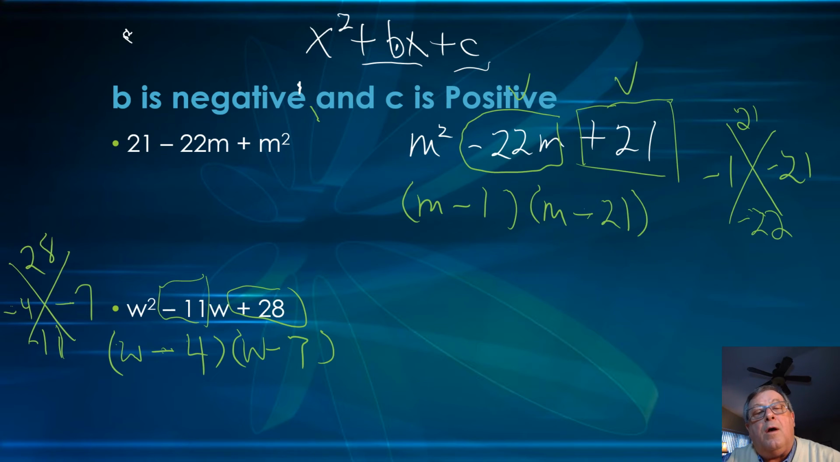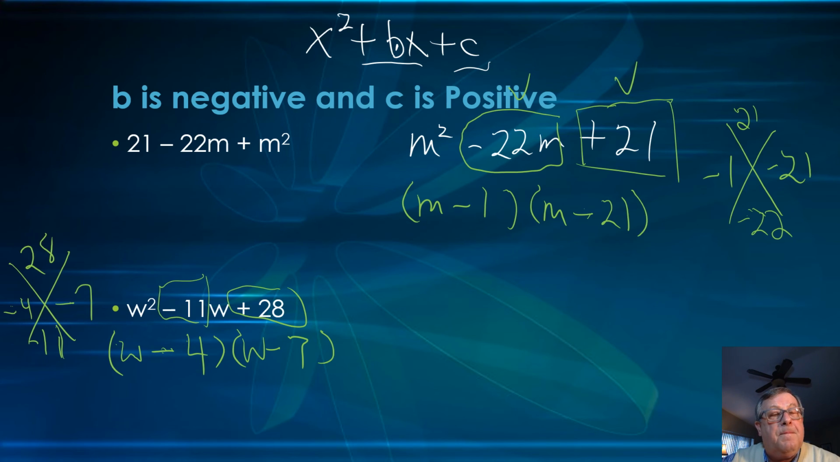A little bit of work here when we got a quadratic expression in standard form, x squared plus bx plus c, except where b is negative and c is positive. It means we're going to have two negatives inside our parentheses, because when I multiply two negatives together, I'm going to get a positive, and when I add two negatives together, well, it's going to be negative. And so there we go.